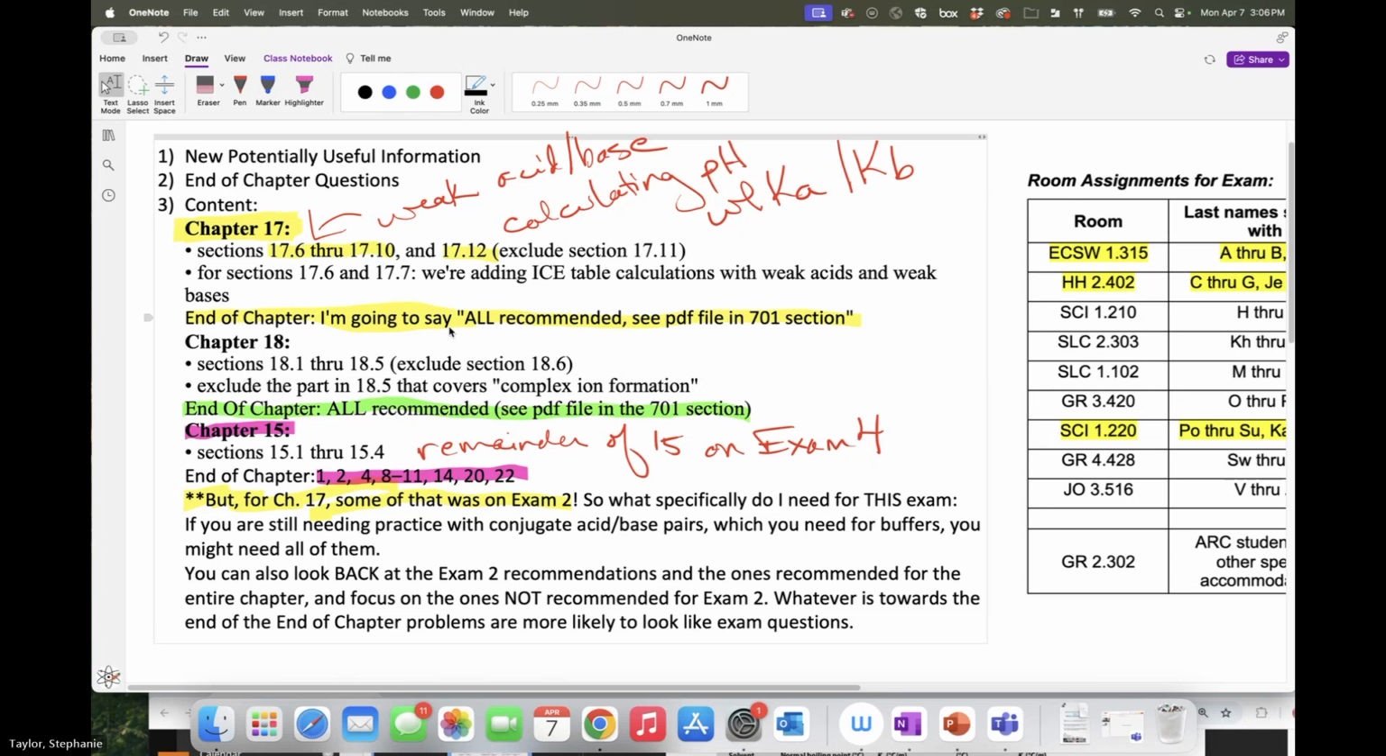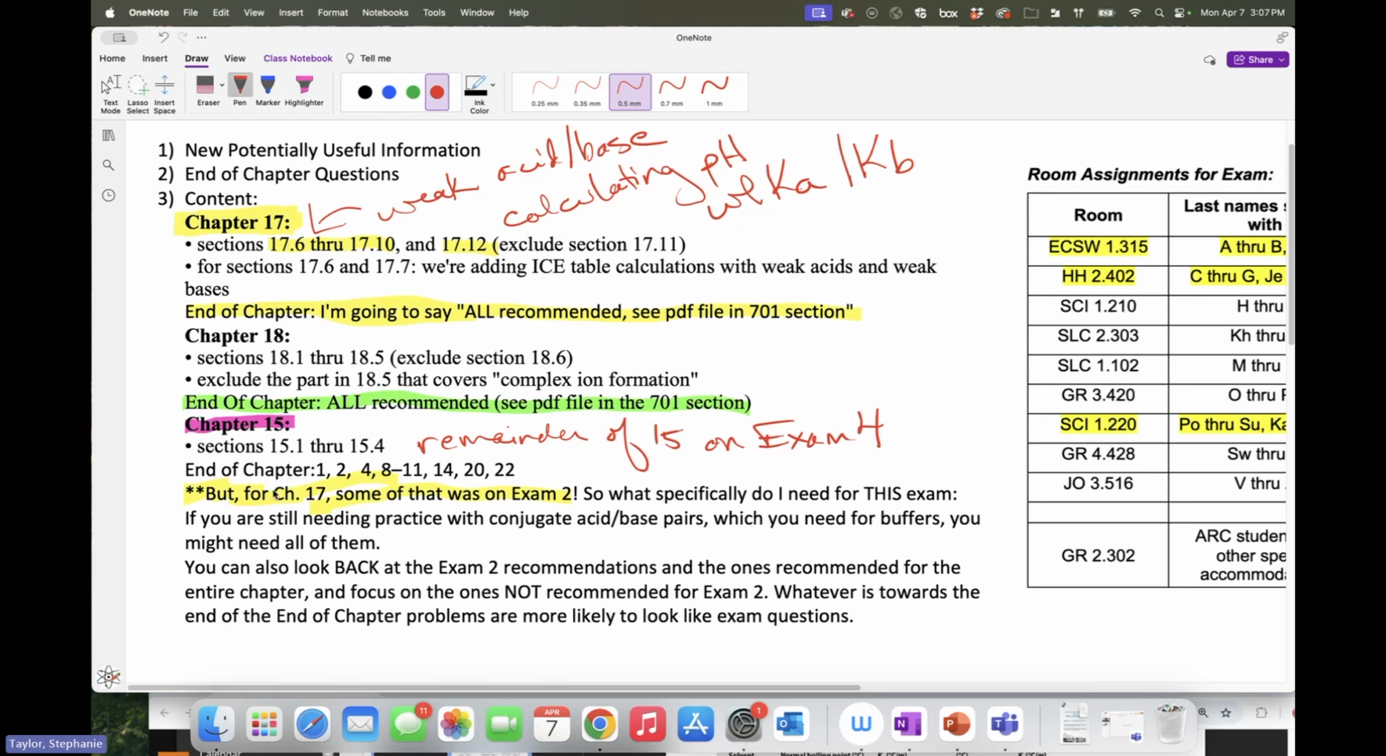So those did get posted. I basically just left those in the 701 section under the announcements tab, but they're also here. So I've got a couple different spots for those recommended questions. I'm gonna unhighlight those because that pink is a little bit of a dark highlight color.